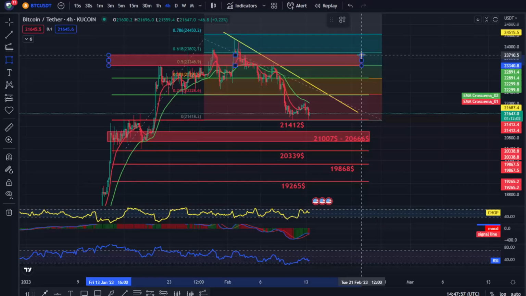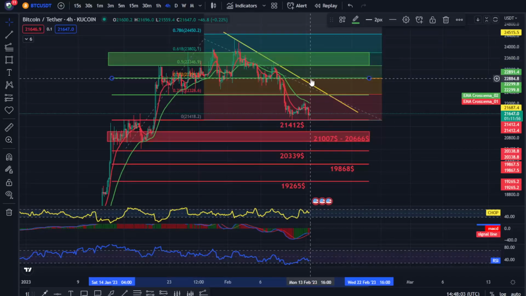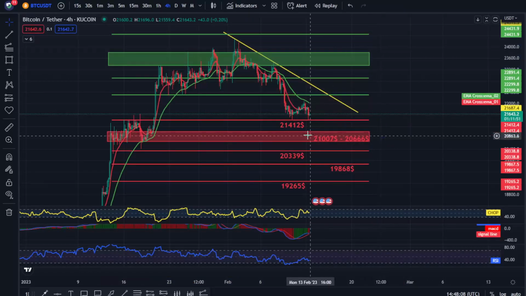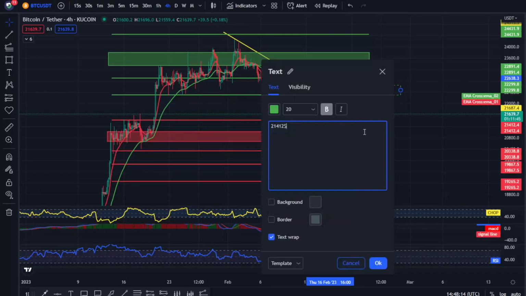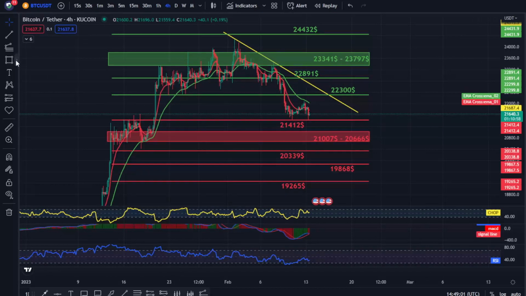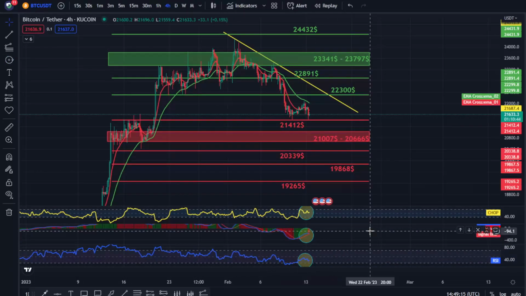Then there is a zone of strong resistance from $23,341 to $23,797. And then price can move towards $24,432 resistance. Please pay attention to the CHOP index, which indicates that there is still a lot of energy left for the move. The MACD indicator indicates the maintenance of the local uptrend, while the RSI is moving in the lower part of the range.